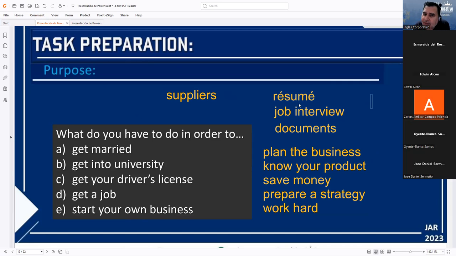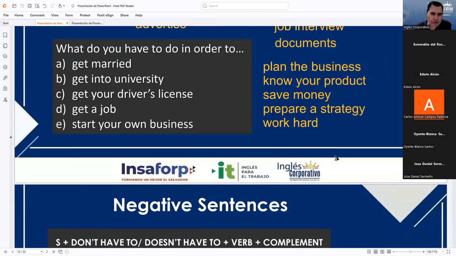Search customer. Exactly. And look for customer. So what is that? Advertise. Advertise a product. Excellent, very good. Let's continue.